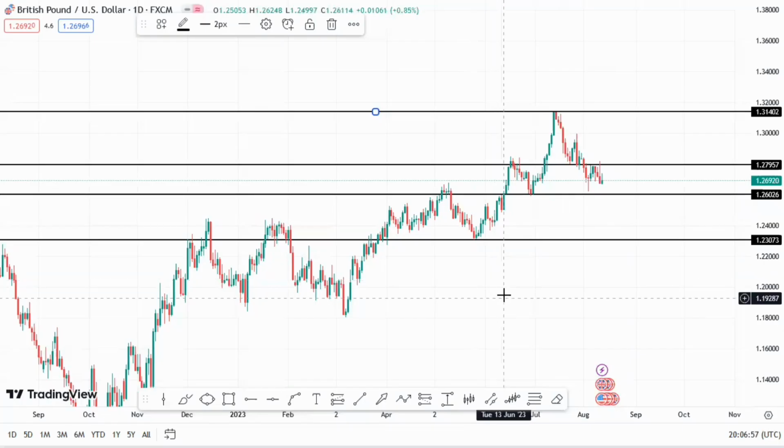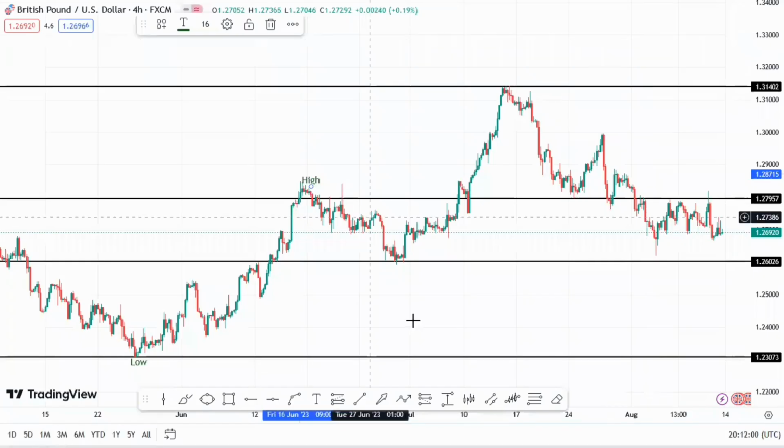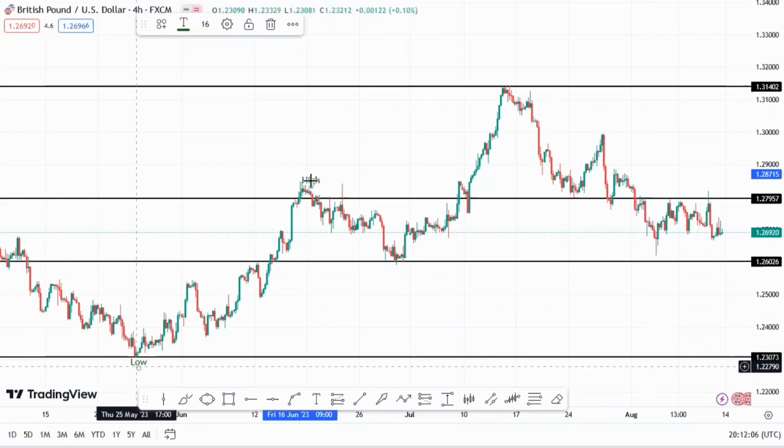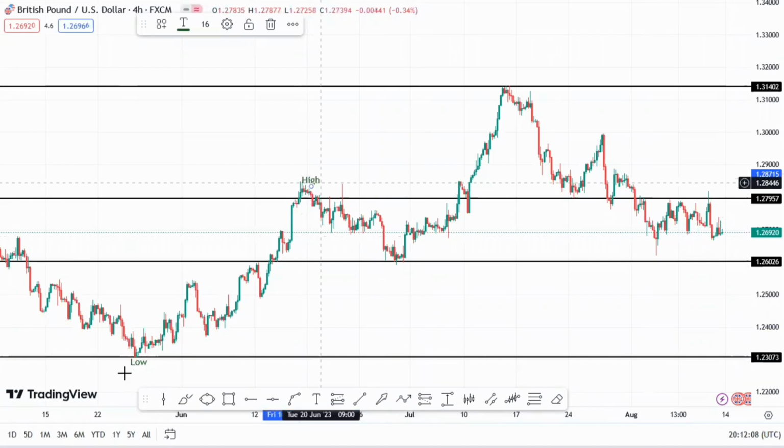I'm gonna go to the 4-hour time frame right now. Okay, this is what I'm talking about. So as you can see, we had this low which gave us this high, and this high gave us this low. So what I'm gonna do is I'm gonna clone these things.